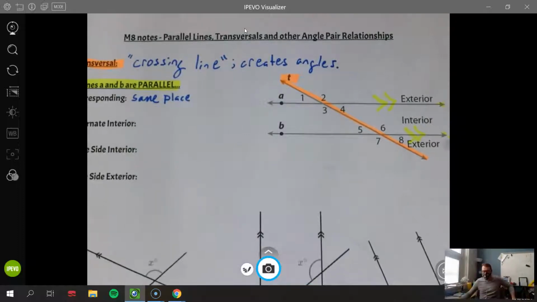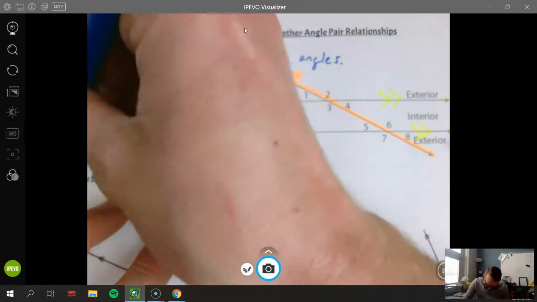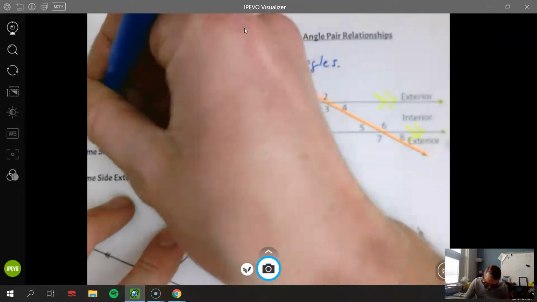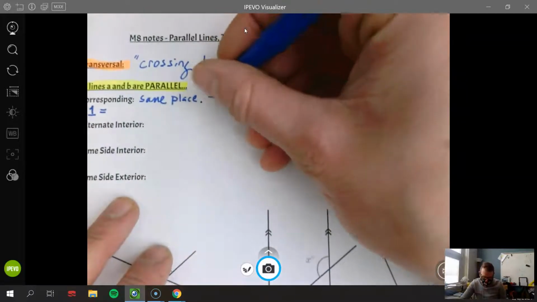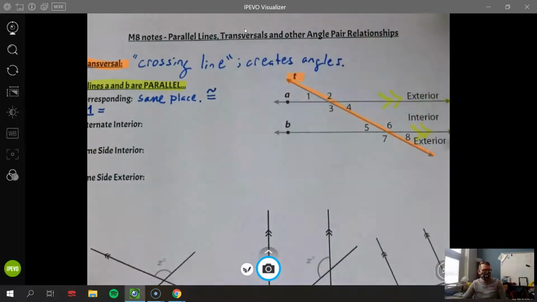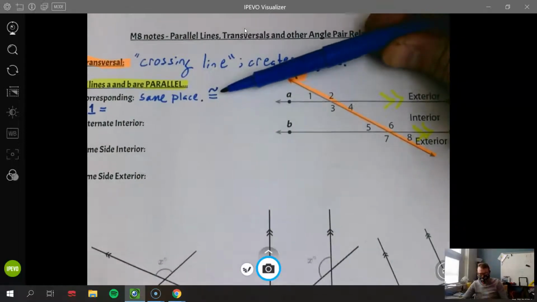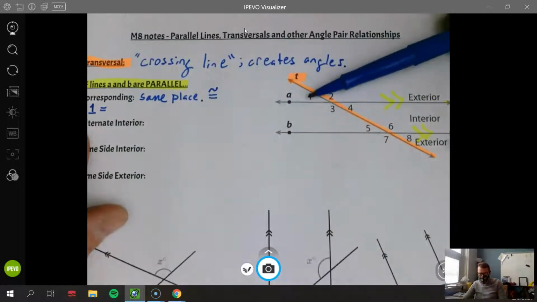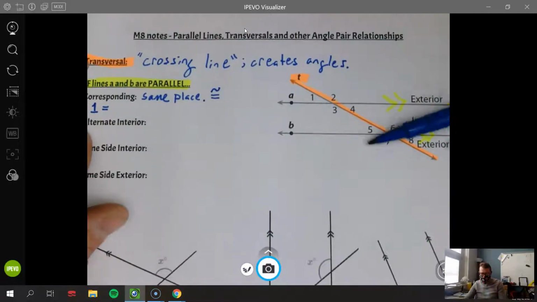All right, so what do I mean by same place? Angle 1 and corresponding are also congruent to each other. So this symbol means congruent. It's an equal sign with the little squiggly on top of it. So we don't always have to use that, but that's what that means. Angle 1 is on top and to the left. Down here, what angle's on top and to the left? 5.